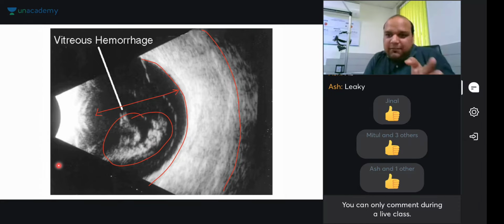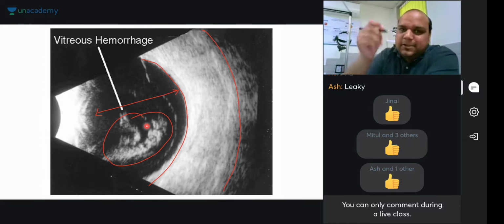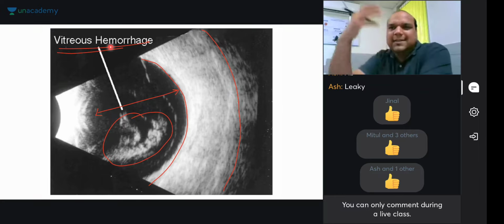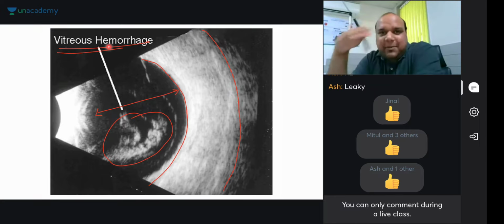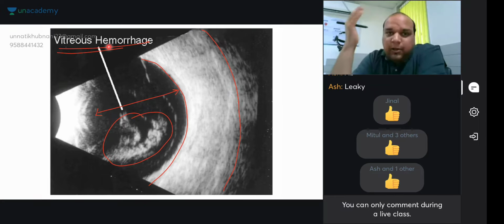So now the pathology is in which area? The black area. Because the pathology is in the black area, I know the pathology is in the vitreous. And through the other symptoms and signs given, I will be able to find out that this is a vitreous hemorrhage. Blood is also hyperechoic on ultrasound. Okay, everybody? So this is vitreous hemorrhage.